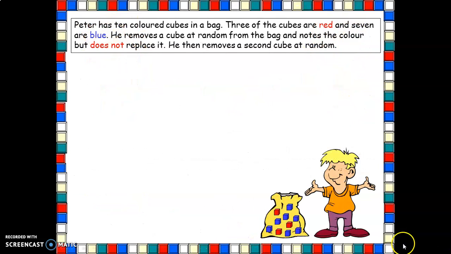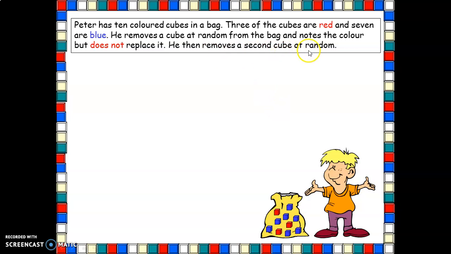Okay, so next we have this last problem for you here. Peter has 10 colored cubes in a bag. Again, everybody walks around with a bag of cubes at all times. That's just what we do in real life. So please grab your bag of cubes as we do this problem. All right, so we have this bag. There are 3 red and 7 blue cubes. This person, Peter, removes a cube at random from the bag, notes the color, and does not replace it. So when he takes it out of the bag, he keeps it.